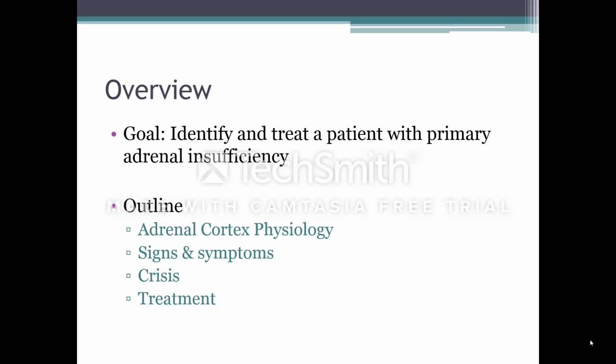My goal of this presentation is to help providers identify by exam and history a patient with Addison's disease, as well as understand the overall management. We will review adrenal cortex physiology, as this is the foundation for why we treat patients with steroids. I would like for you to be able to identify the signs and symptoms, as well as the presentation of an adrenal crisis. And finally, we will review how and why patients are treated.